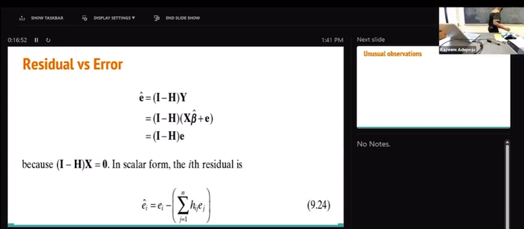We've been able to arrive at this, right? Can you see? We are here right now. If I now want to substitute for Y, the entire model with the error component, I'm basically going to have I minus H times X beta plus the error. Do you see that? Now, this is why when you are specifying your model, we're always going to specify both the deterministic and the random part. I think you know that, right?